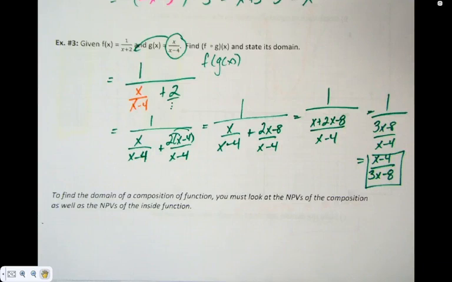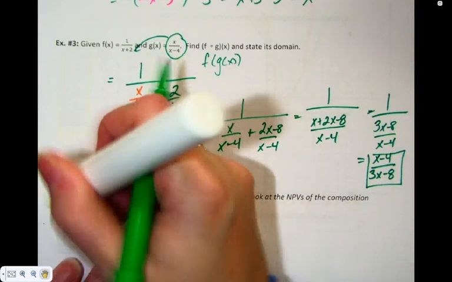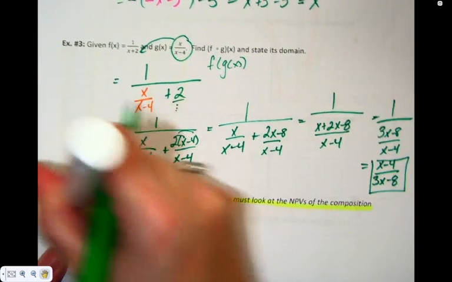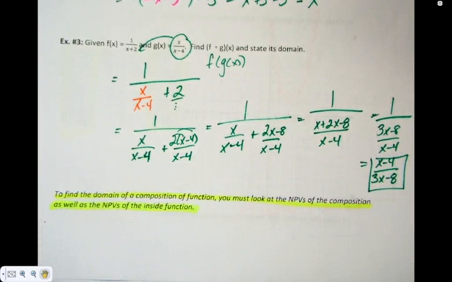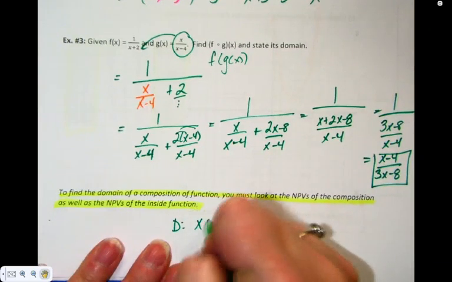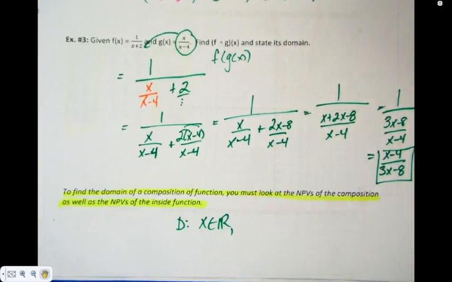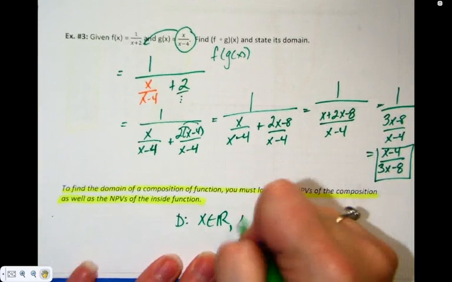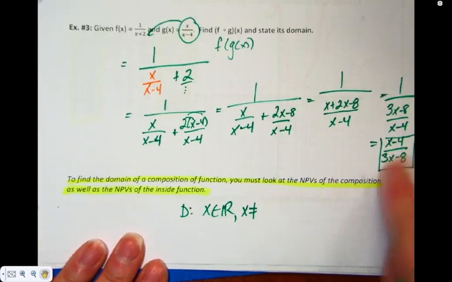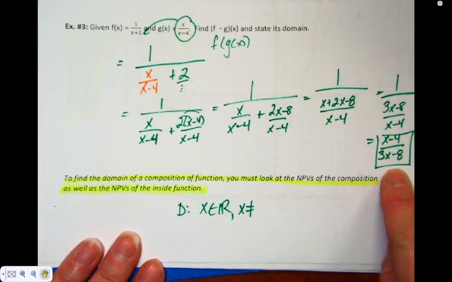State its domain. To find the domain of a composition of functions, you must look at the NPV of the composition as well as the NPVs of the original function, or the inside function. So we know that the domain for a rational function starts with x ∈ R, but then we have to list all the non-permissible values. So let's go to the composition of functions first. So our final answer here, what can x not be?